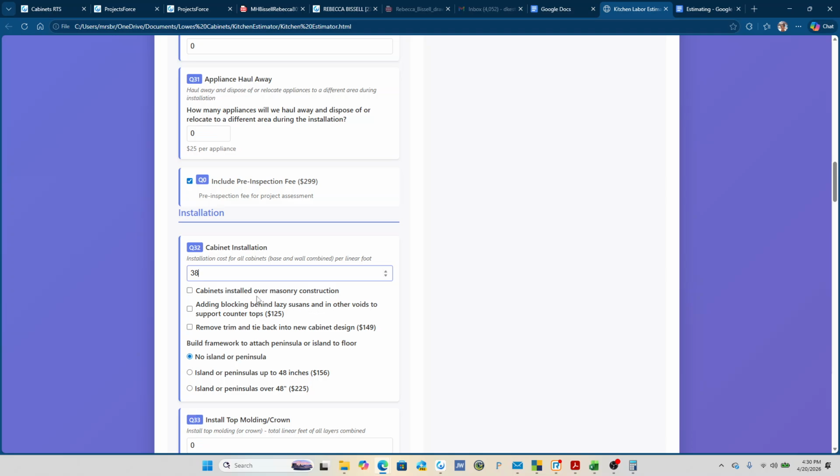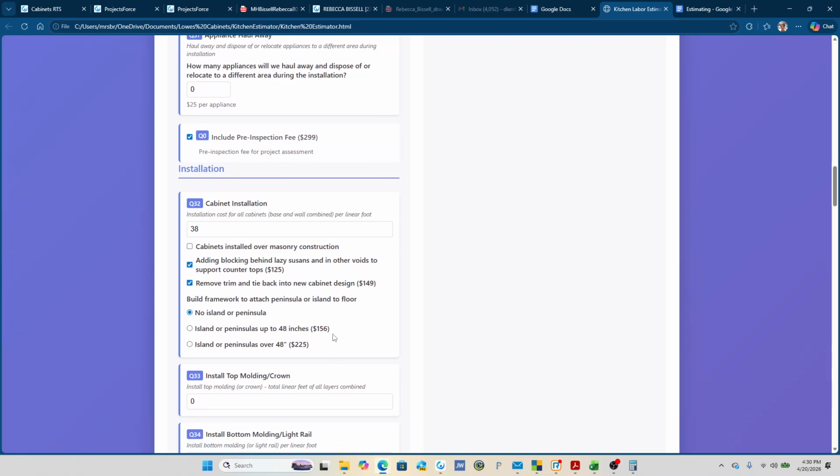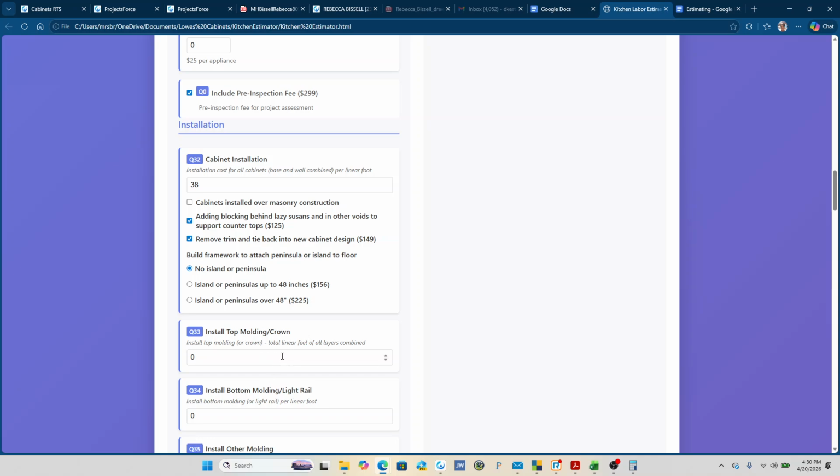All right. We are going to have to remove trim and tie back in. Cabinet design. And I am going to check the blocking for the Lazy Susan and other heavy supports. Countertops especially, there are 2 Lazy Susans. There's no island or peninsula. So we've got crown molding here. So now what we've got to do is try to figure out what our crown molding is.